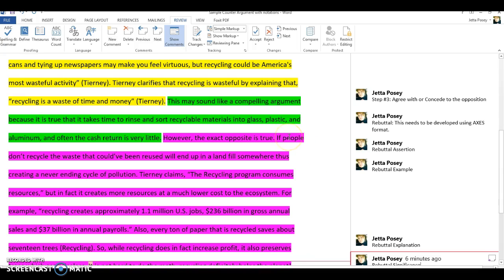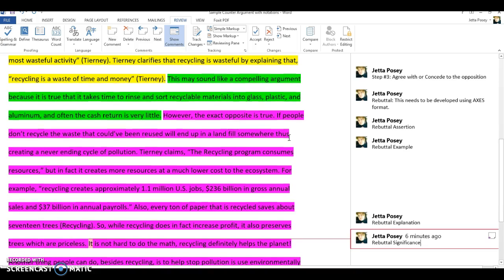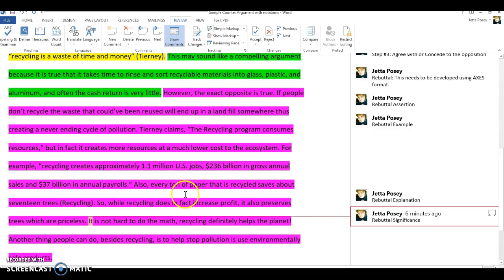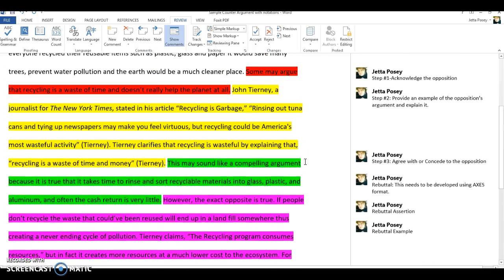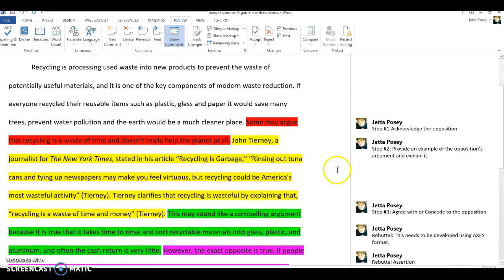This is an assertion, and for a well-written counterargument, you need to make sure that you use AXES format to develop that rebuttal. So you'll see there's an assertion, here's our example, there's an explanation, and then the student ends with significance before transitioning into the next body paragraph. So these are the 4 steps for writing an effective counterargument. If you have questions, don't hesitate to ask.